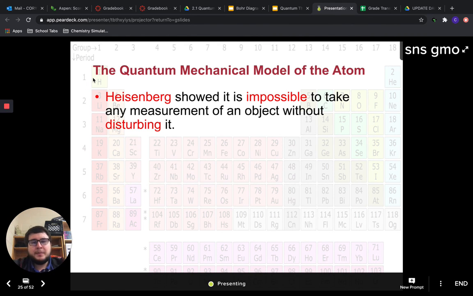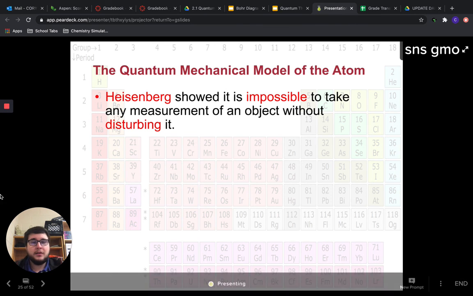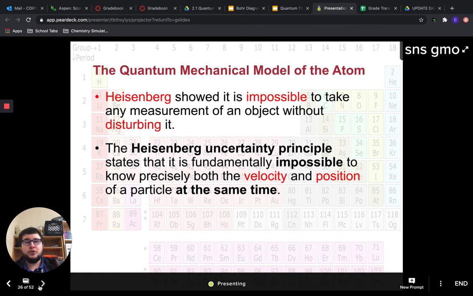Let's talk about the quantum mechanical model of the atom now. There's a guy by the name of Werner Heisenberg, and he showed that it is impossible to take any measurement of an object without disturbing it. If I've got my phone here and I want to measure it, I'm going to have to touch it and move it around and interact with it. I'm going to have to disturb it. That's true for anything, even particles.